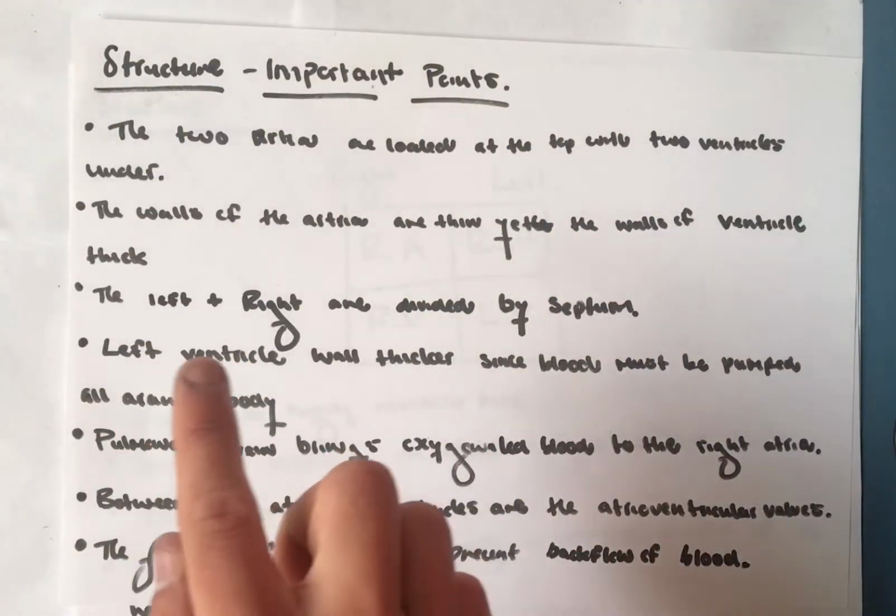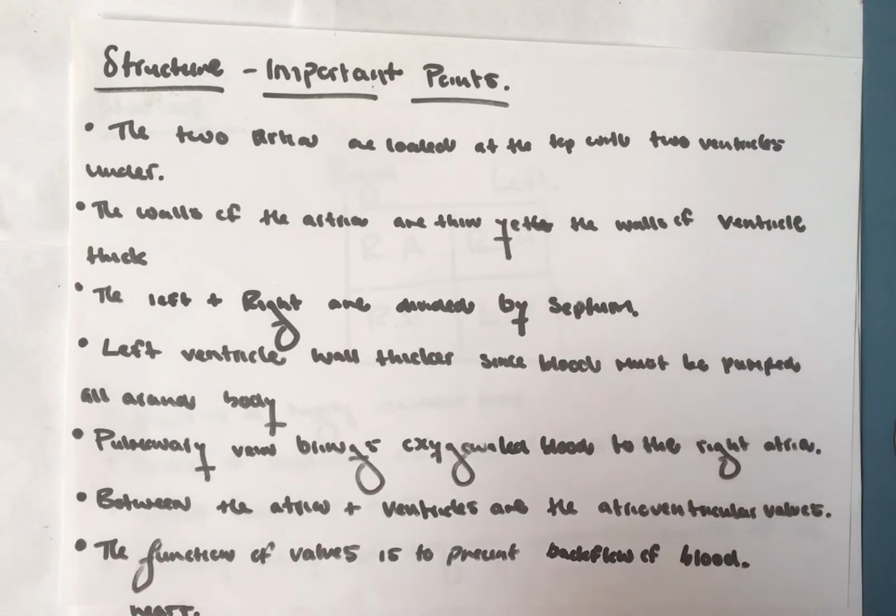So as I've said, the left and the right ventricle are divided by a wall known as the septum, and when someone suffers from a hole in the heart, they usually have a hole in their septum. The left ventricle wall is thicker since blood must be pumped all around the body through the left ventricle and through what's known as the aorta or the aortic arch, whereas the pulmonary vein brings oxygenated blood to the left atrium.